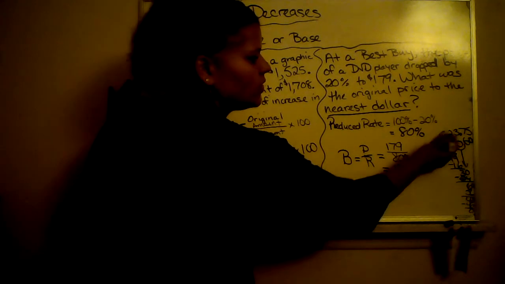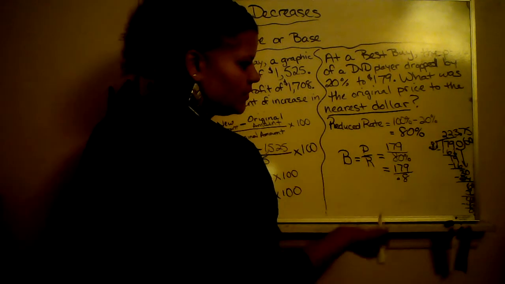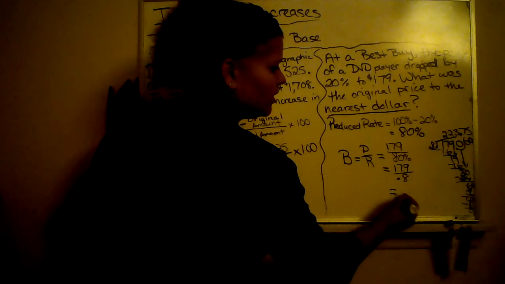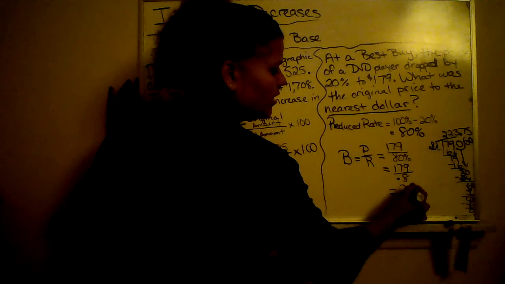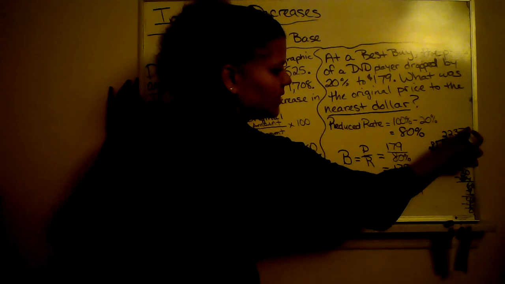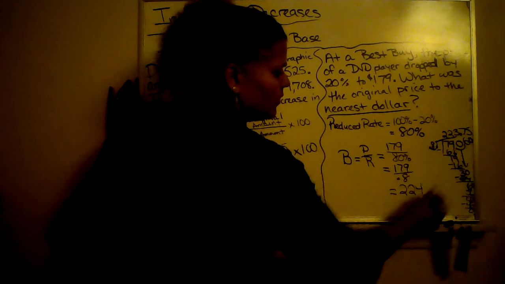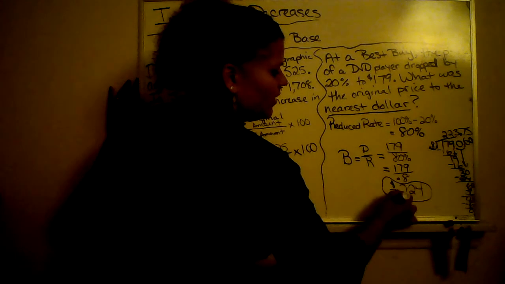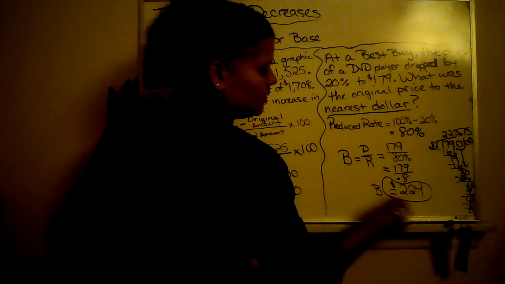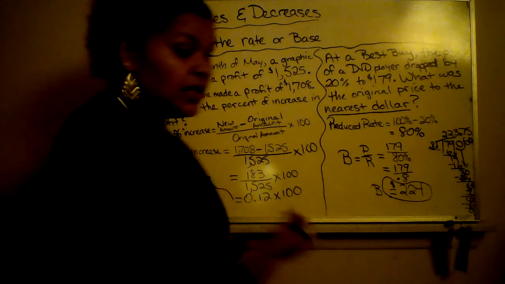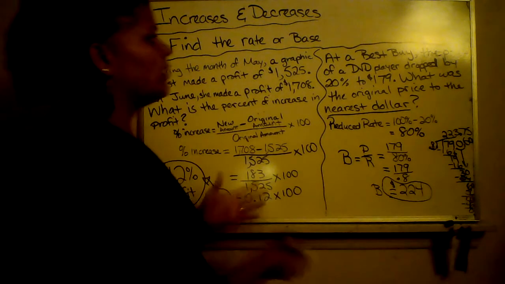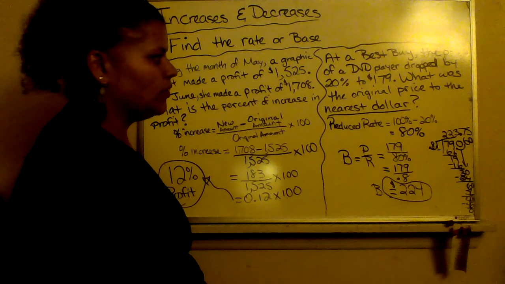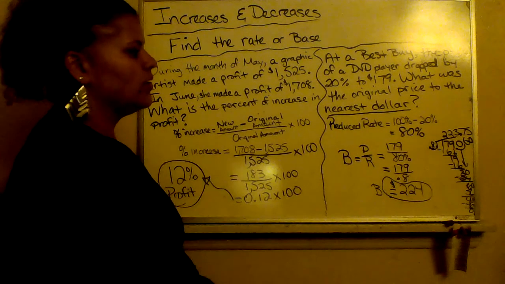So now we want to make this to the nearest dollar. So this is $223.75. Is this closer to 223 or 224? It is actually closer to $224 because that 7 makes that 3 turn into a 4. So the base amount, a DVD player actually cost $224 in the beginning. So that's how you apply the increase and decrease to these word problems, and also find the percent increase and also the base.